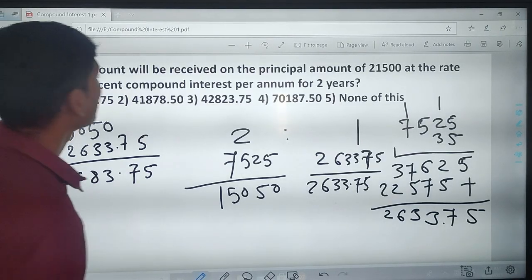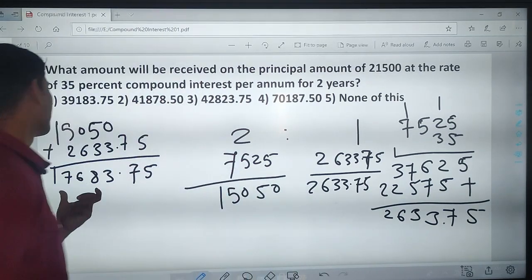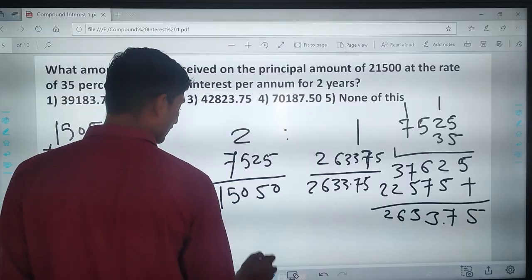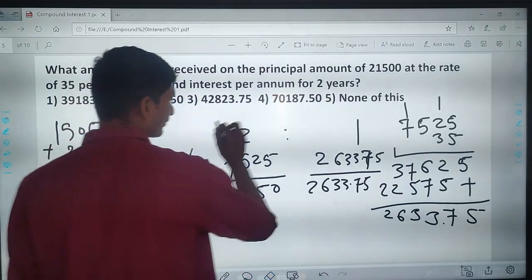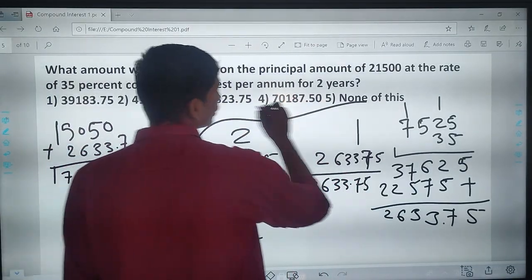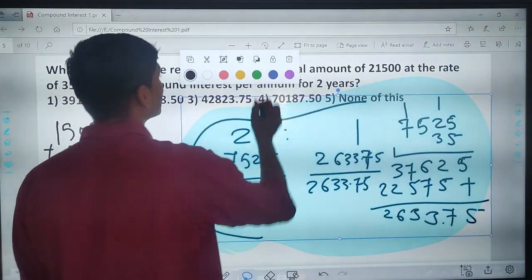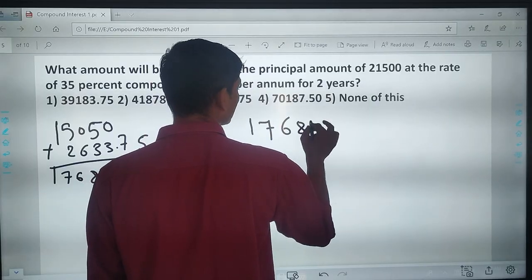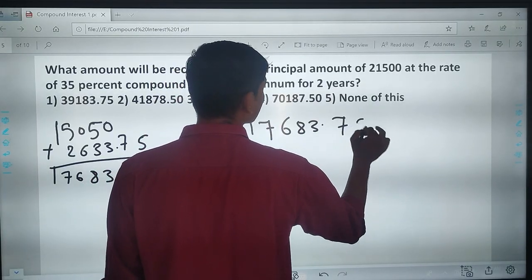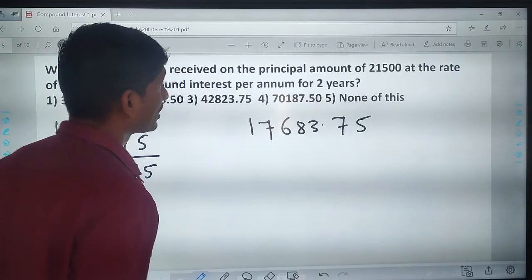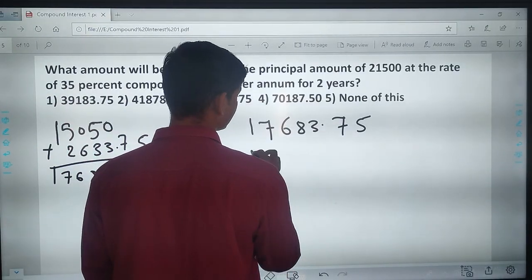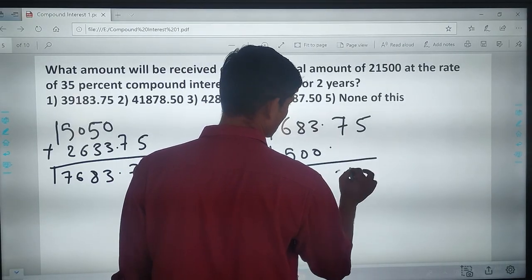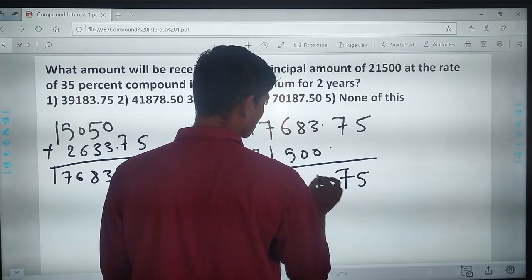Now here we find the amount. This is the compound interest after 2 years. Now we get addition of principal plus interest. We get amount after 2 years. Now here the compound interest for 2 years. We take addition of these two. We get the amount after 2 years. Here 0.75 plus 38.